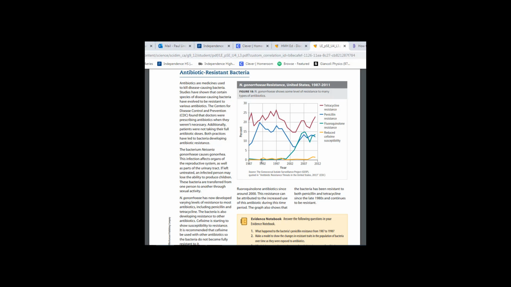What happened to bacteria's penicillin? And penicillin is the blue one. So what happened to its resistance?